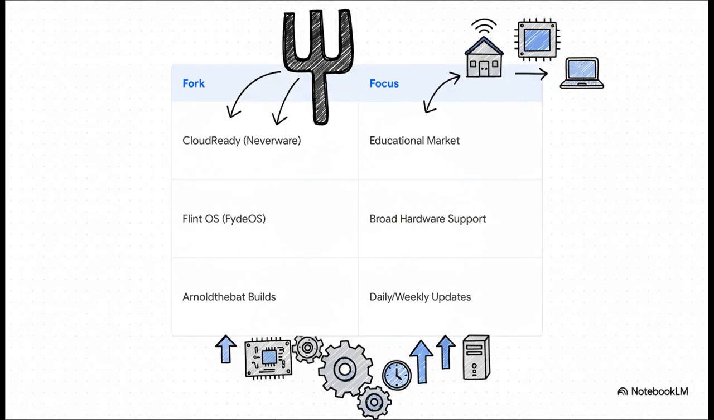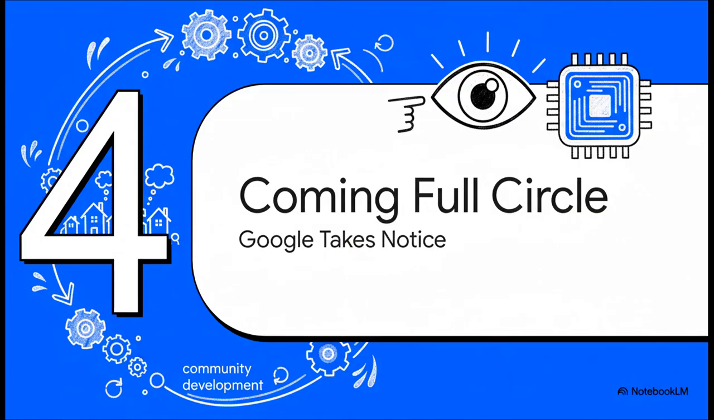And from that realization, a whole ecosystem of what they call forks, just modified versions, started to pop up. A company called Neverware created something called CloudReady, which was aimed specifically at schools, letting them turn their old Windows PCs into fast, usable Chromebook-like devices. Another one, FlintOS, which later became FydeOS, focused on building versions for a huge range of hardware, even the super popular Raspberry Pi. Yeah, the hobbyist project was officially growing up. And this all leads us to the final and maybe the most satisfying part of this whole story. After years and years of community development, the project came right back around to where it all started.